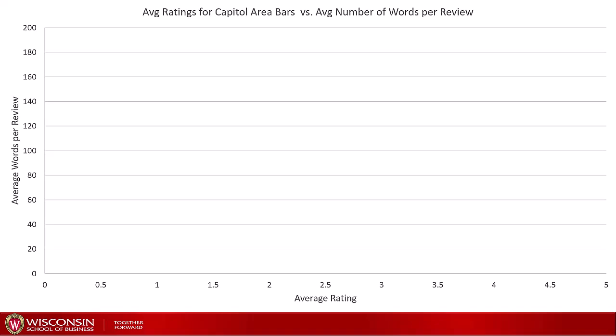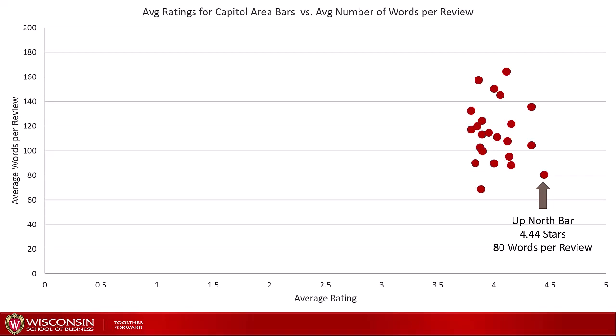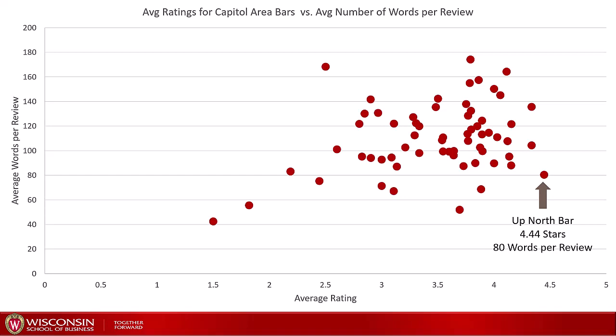And now that we have this, we can start adding points. Up North bar was the bar that had the highest average rating. It had 4.44 stars and it had 80 words per review. So if we simply line up 4.44 on the x-axis and 80 on the y-axis, that's where the point goes. Then, as we add more points to this plot, we can start to understand the relationship between X and Y, the relationship between average words per review and average rating.